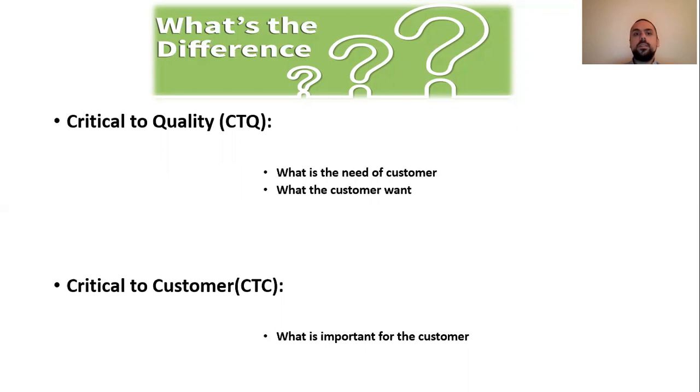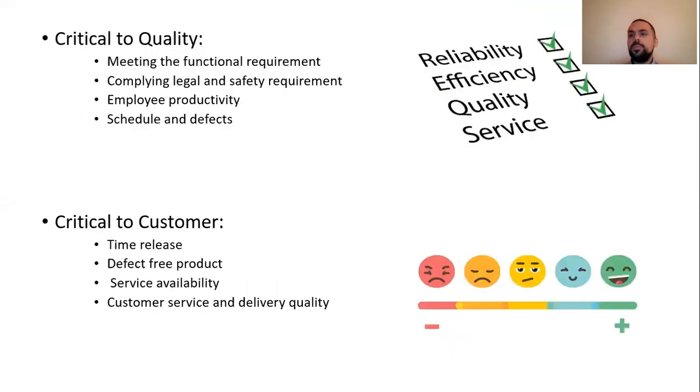I know that this definition is a little confusing, but we can consider it in detail, and after that you can understand their differences. So please pay attention to this point. We have some factors which are important for the customer, so they're realized as the critical to customer. But we have a lot of factors that are important for the quality. Probably customers don't pay attention to them, but they're important for the quality.